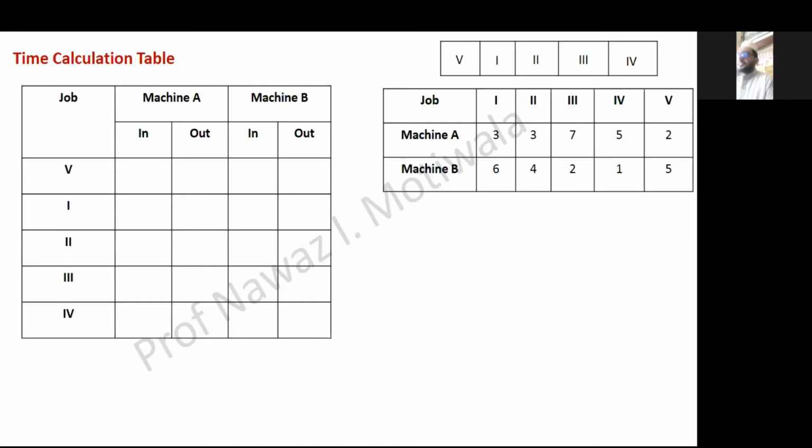Yesterday we saw the row wise completion. That means we took the fifth job and completed the entire 4 columns. Today I will show you another method in which we can go machine wise. Let us start with the calculation table.